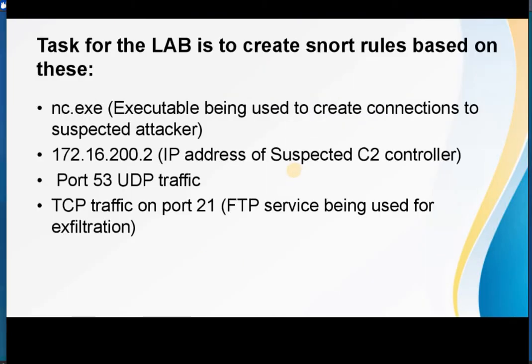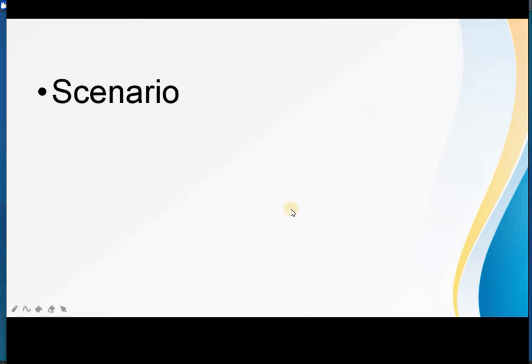Lab requirement. The task for the lab is to create Snort rules based on the following. Netcat is an nc.exe executable being used to create connections to suspected attackers. 172.16.200.2 is the IP address of the suspected C2 control, so it's a server. Port 53 UDP and TCP traffic, and port 21's FTP service being used for exfiltration.